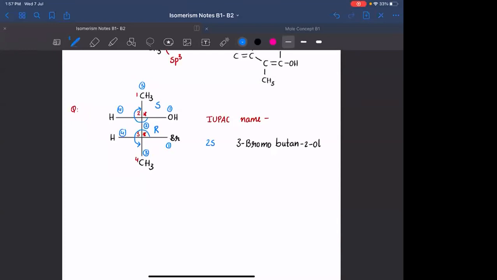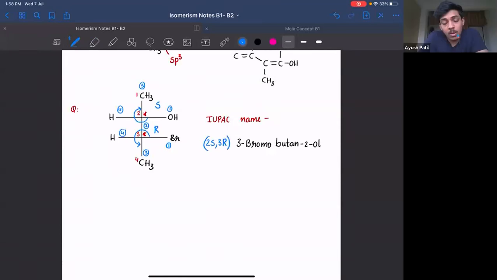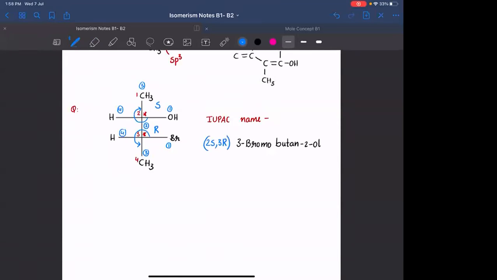उसी numbering को आपको follow करना है. Don't write that as 3S 2R. It will be 2S 3R. आया समझ में? 2S, 3R, 3-bromo butane 2-ol. Is that clear, everyone?